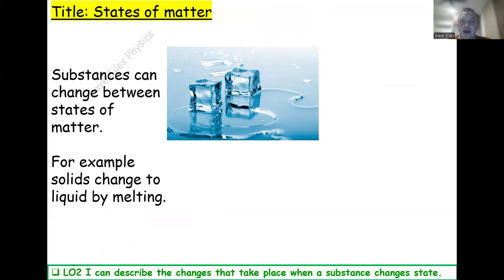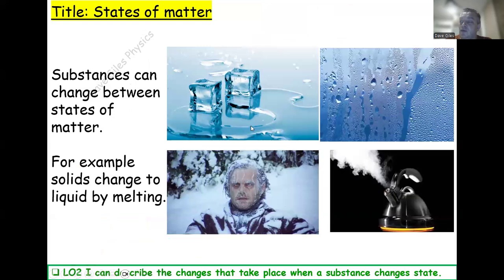So this here is ice with water, and these are various different states of water. Here we've got ice, which is solid, mixed with water, which is liquid. This is condensation, which is a liquid. This here is ice, which is a solid. And this here is steam, which is a gas.